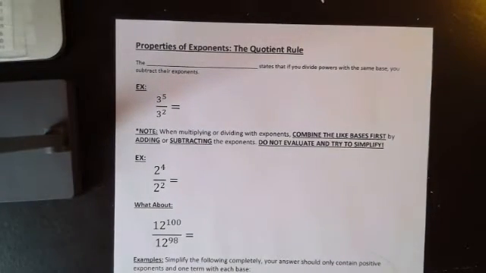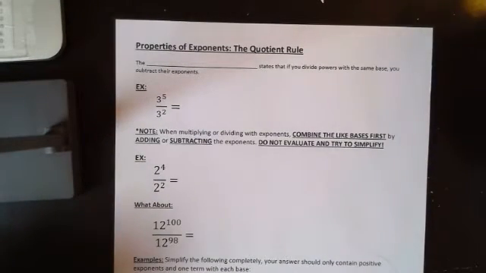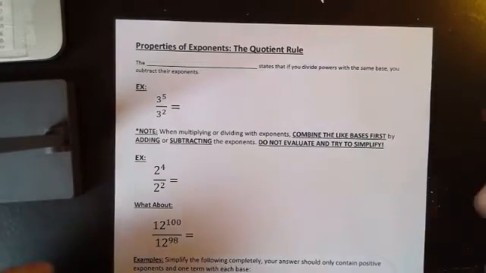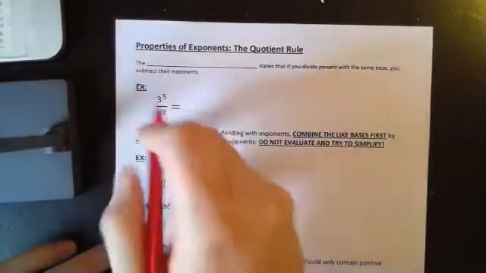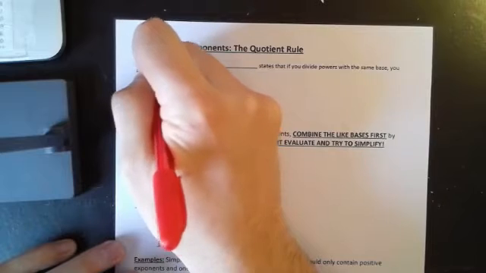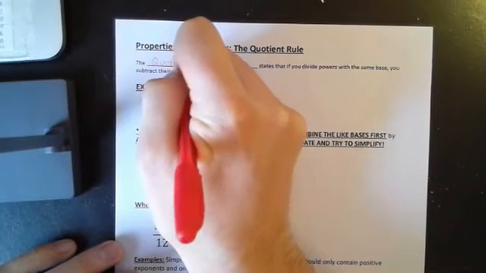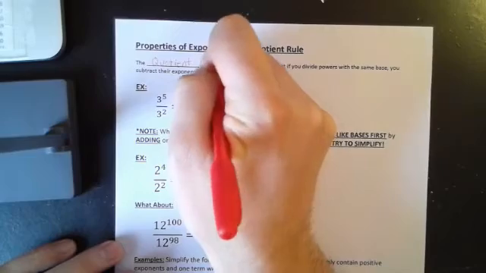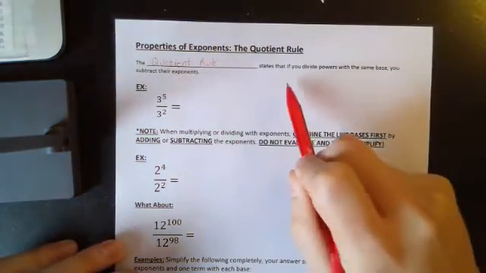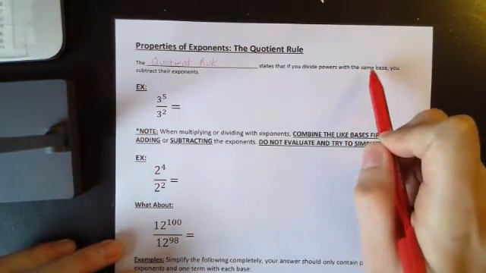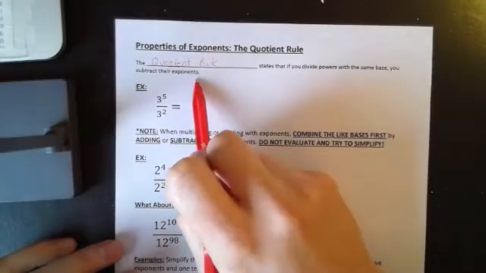Hi everyone. So today we're taking a look at some more properties of exponents. We're going to be taking a look at the quotient rule. So let's start off with the definition. The quotient rule states that if you divide powers with the same base, you subtract their exponents.